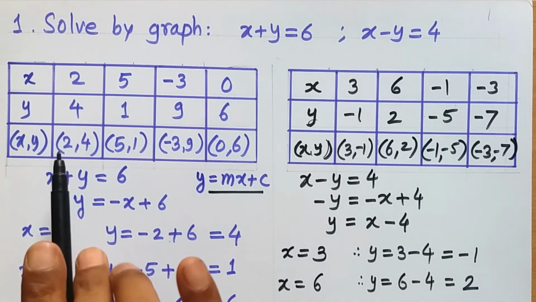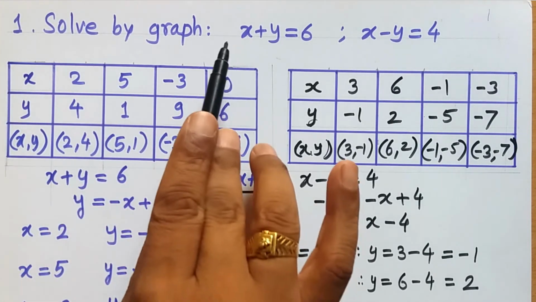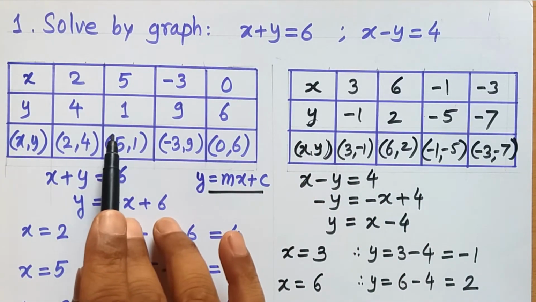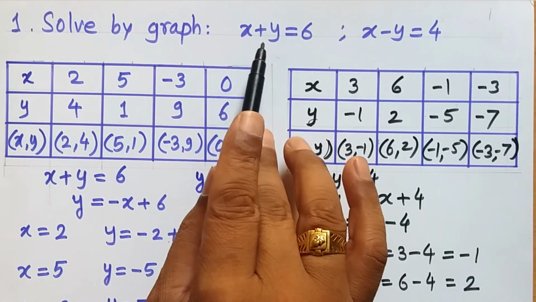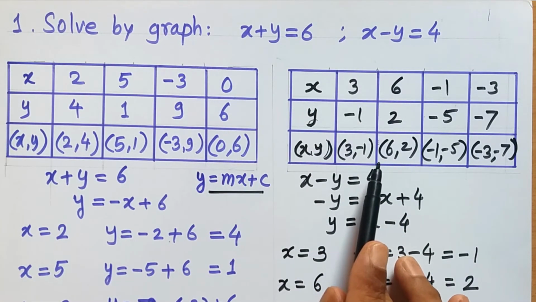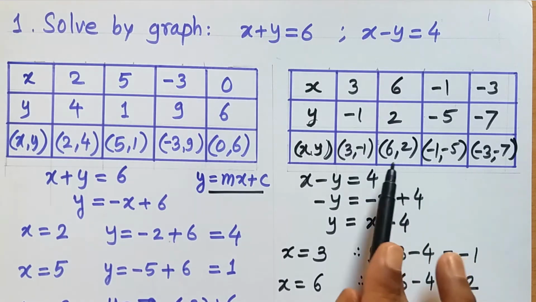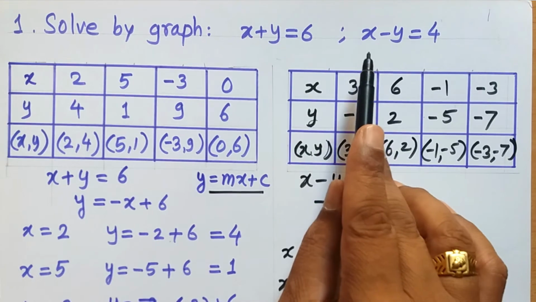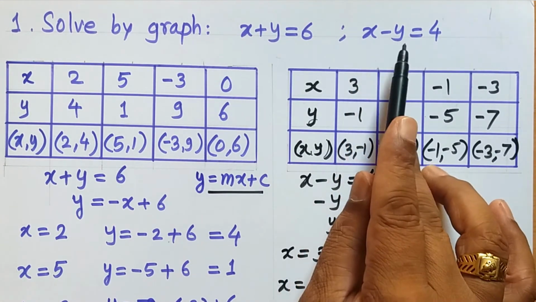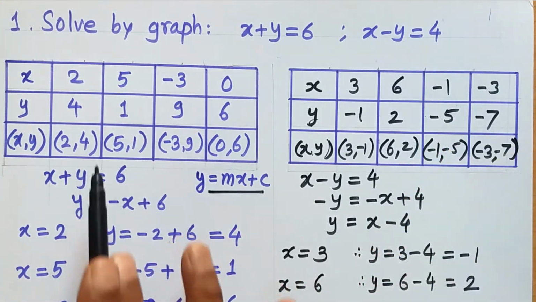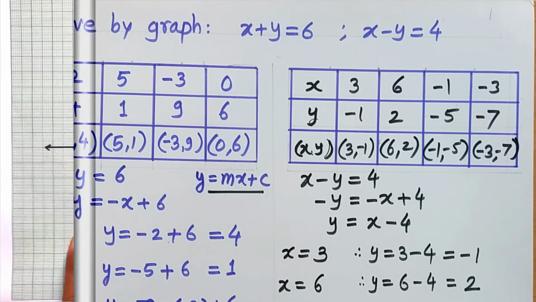Now after calculating this, plot the points for the equation x plus y. You will get the line. That line represents the equation x plus y is equal to 6. In this way, plot the second set of points on the graph paper, and we get one line. That line gives you the equation x minus y is equal to 4. So let us plot the points and draw the lines.